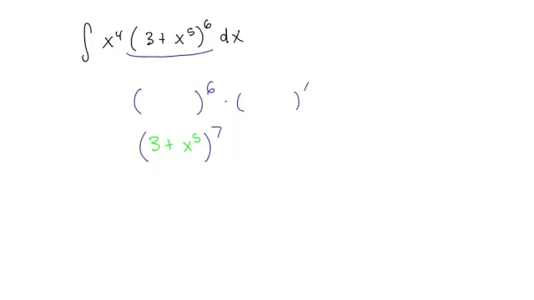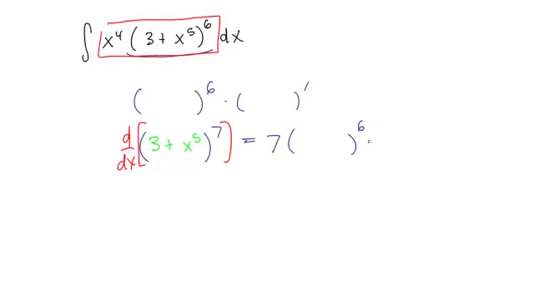Let's see if this antiderivative would work. So we're going to take the derivative of this expression and see whether or not we recover x to the 4th times (3 plus x to the 5th) to the 6th power. Now we're taking the derivative of blank to the 7th. According to the chain rule, that would be 7 blank to the 6th times the derivative of blank. The blank is 3 plus x to the 5. The derivative of 3 plus x to the 5 is 0 plus 5x to the 4th. Now if we collect and simplify our terms, we have 35x to the 4th times (3 plus x to the 5th) to the 6th power.